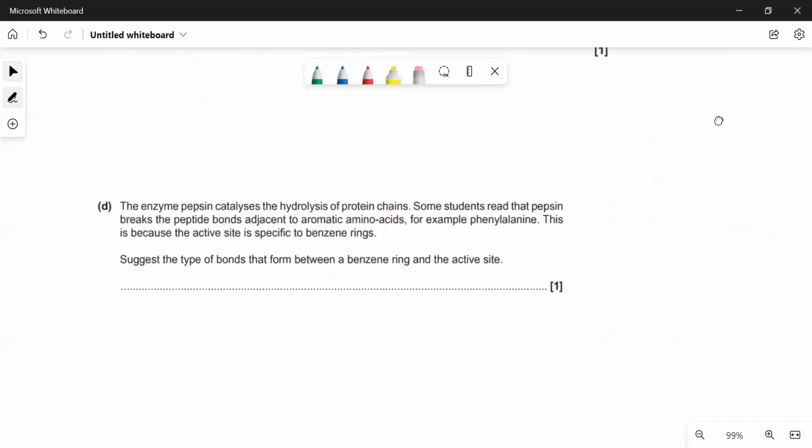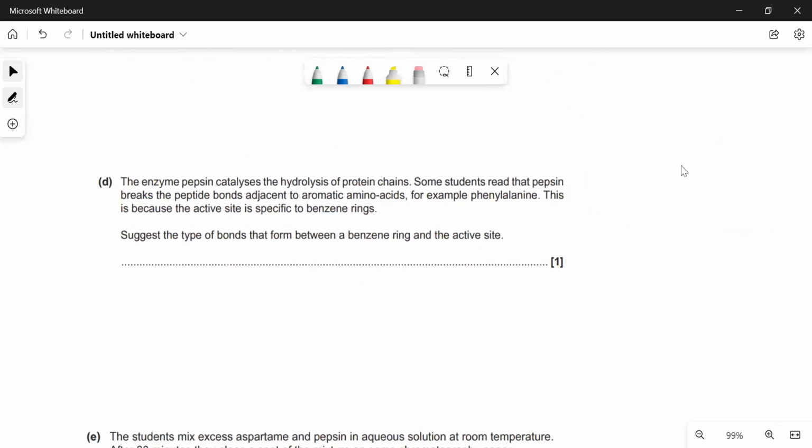Okay, the enzyme pepsin catalyzes the hydrolysis of protein chains. Some students read that the pepsin breaks the peptide bonds adjacent to aromatic amino acids. So that's like, for example, phenylalanine, things with a benzene ring in it. This is because the active site is specific to benzene rings. Okay, so a benzene ring is that.